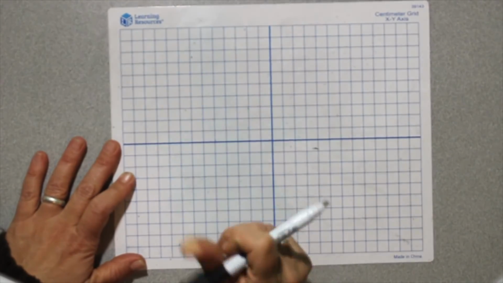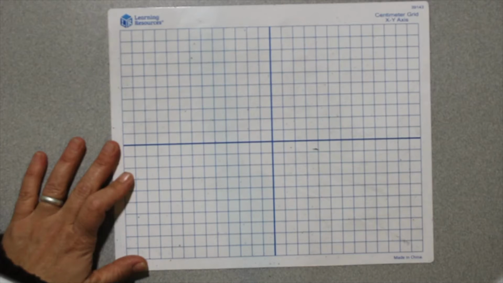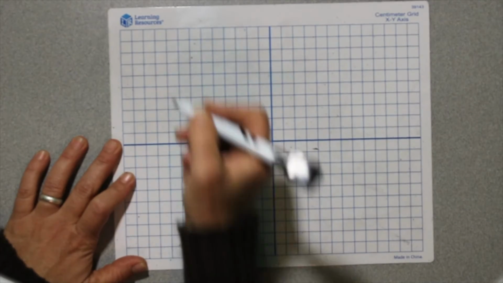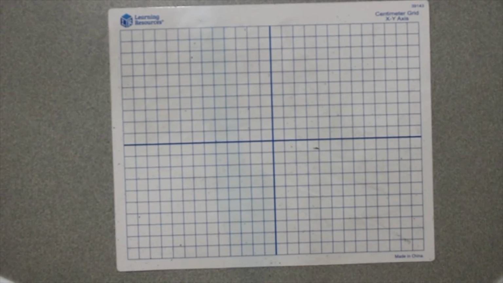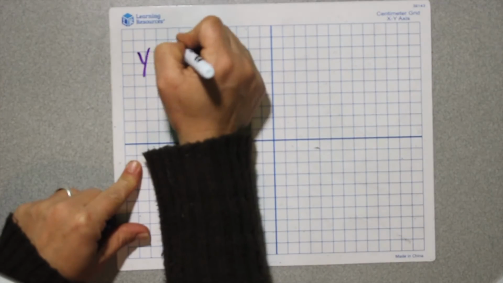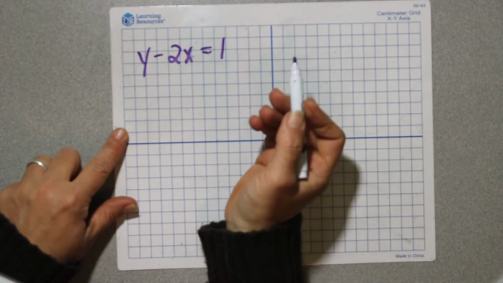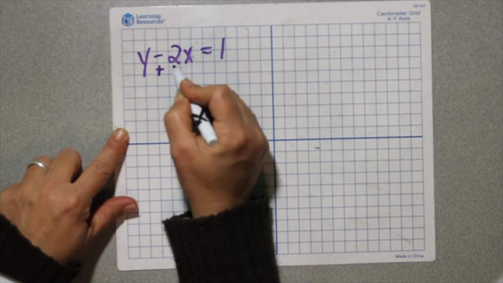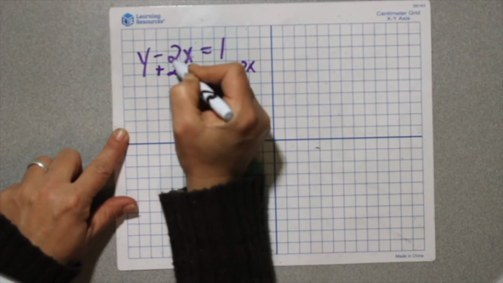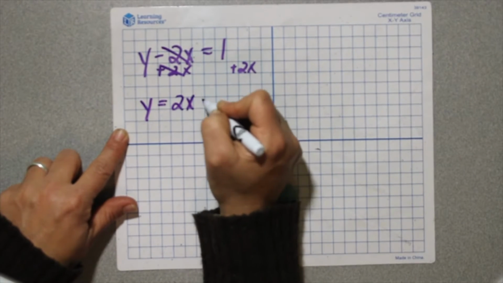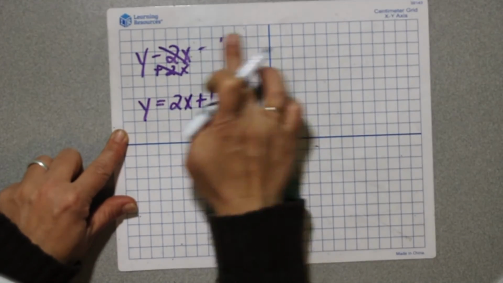Alright, we'll try another one that we have to rearrange. Let's see. y minus 2x equals 1. Okay, so we got to get y by itself on the equal sign here. So we got to get rid of this minus 2x. We're going to say plus 2x plus 2x. These cancel, and we end up with y equals 2x plus 1. That wasn't that hard.